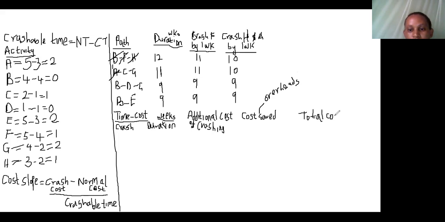All figures are in thousands of shillings, so I'll not involve those zeros in our workings. They are all uniform, so we'll just consider that we know this is the analysis we are doing, the time cost analysis.